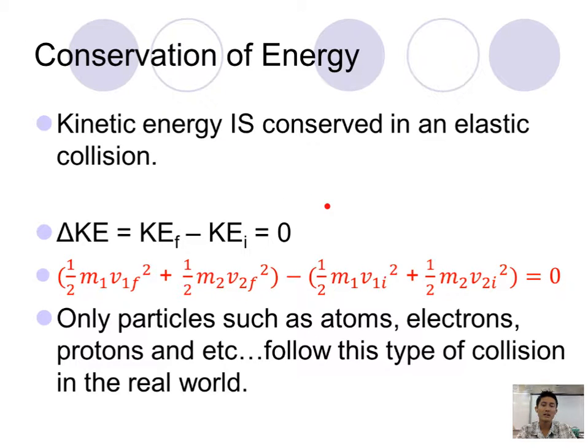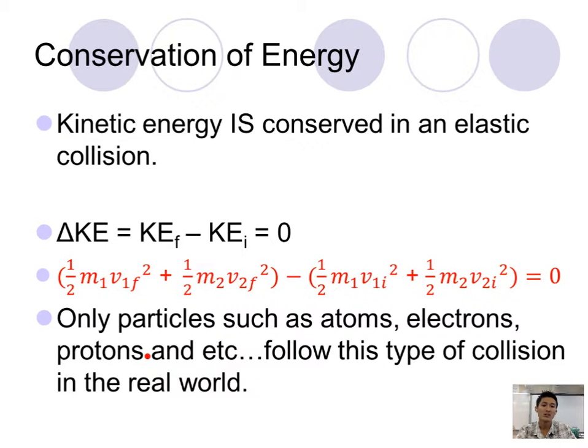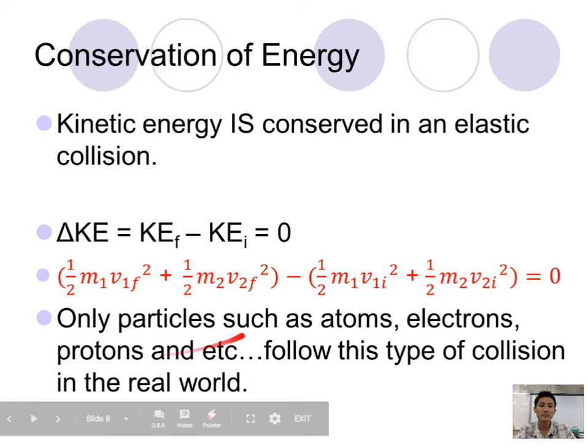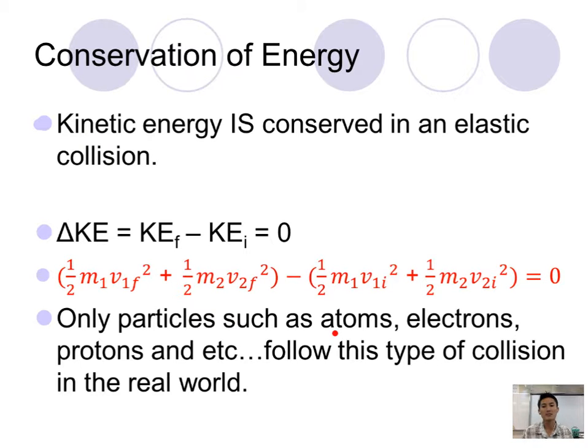In an elastic collision, kinetic energy is conserved, which means that if we calculate our change in kinetic energy, it would turn out to be 0. This only truly happens when we have atoms, electrons, protons, really small things colliding with each other in our universe. So those are the two different kinds of collisions and how to figure out if they are elastic or inelastic. Remember, it's the change in kinetic energy that defines both.